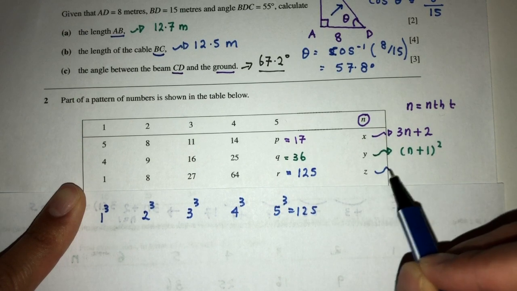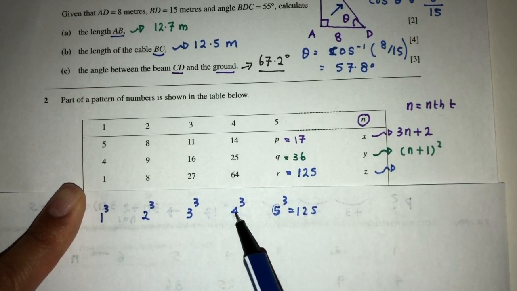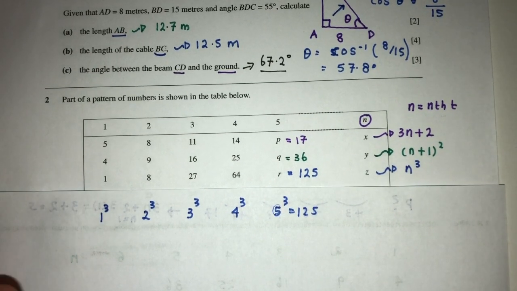So this is pretty easy, as you can see. It was 5 cube. When it was 4, it was 4 cube. So when it was n, it will be n cube. So that's the main idea for this question.